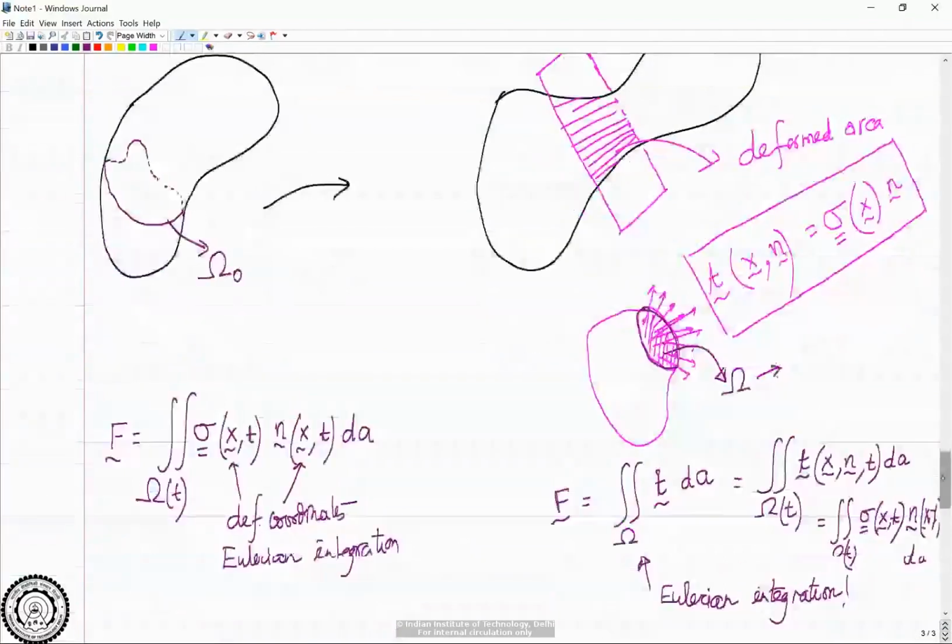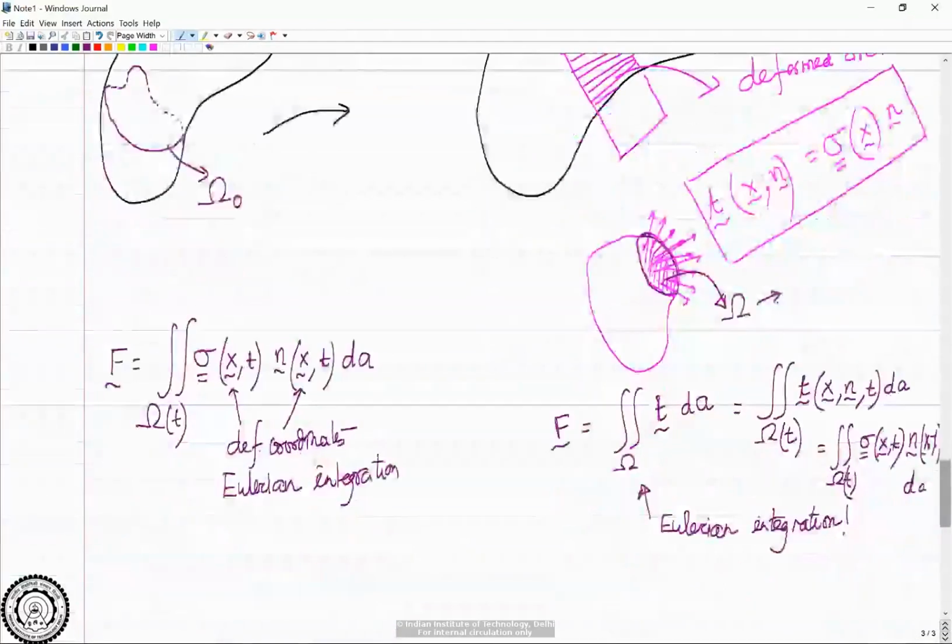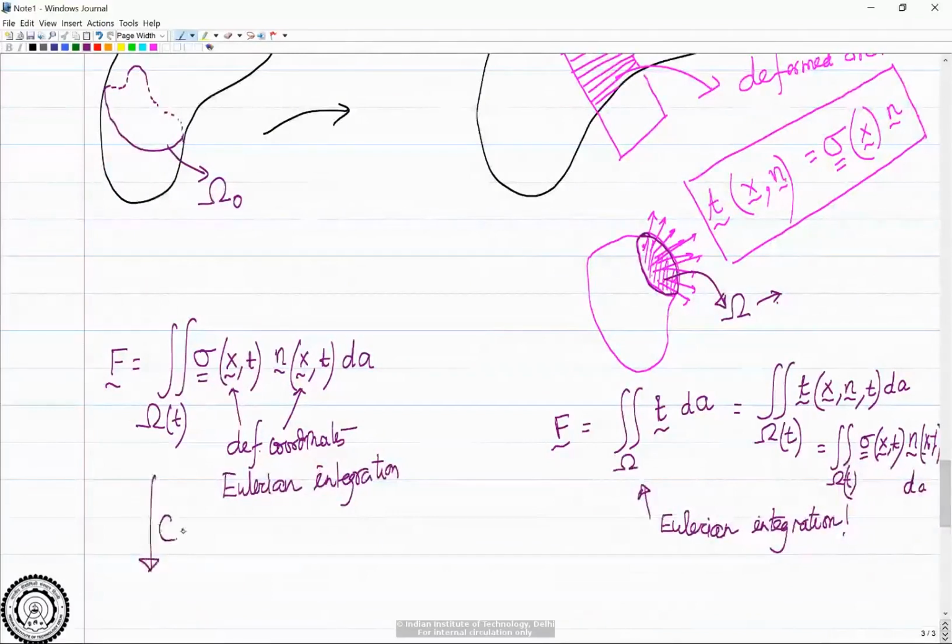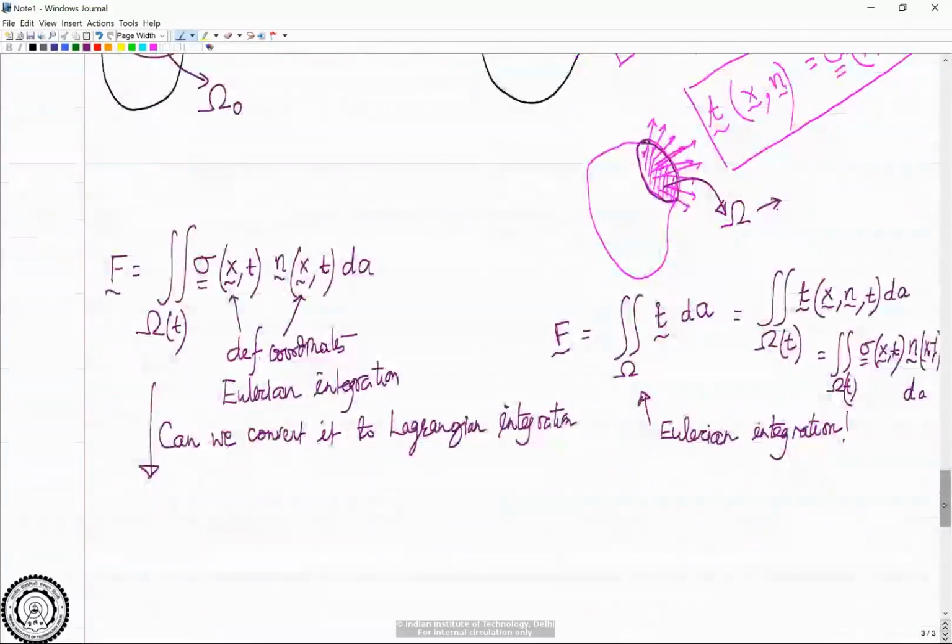Okay, so what do you think? Of course it is possible, but then we have to do some transformation, right? So right now this is an Eulerian integration. Can we convert it? That's the question. Can we convert it to Lagrangian integration? Okay, so what should we do then?